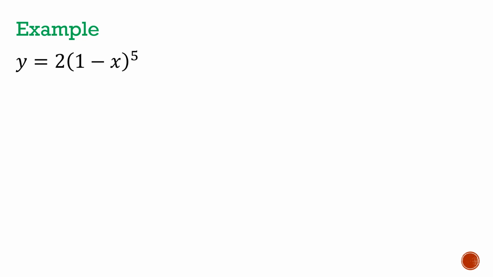Let's discuss it now. Here the outside function that I have got is 2 times (1 minus x) to the power 5. First I need to take the derivative of the outside function, and then the derivative of the inside function. So dy over dx is equal to 2 times 5 times (1 minus x) raised to the power 4, times the derivative of the inside. The derivative of 1 is 0 and the derivative of minus x is minus 1. So this should give our answer as minus 10 (1 minus x) raised to the power 4.